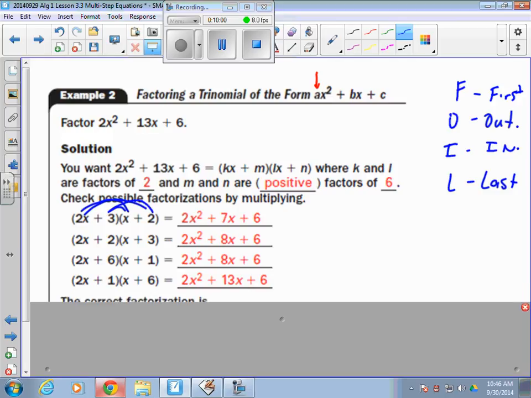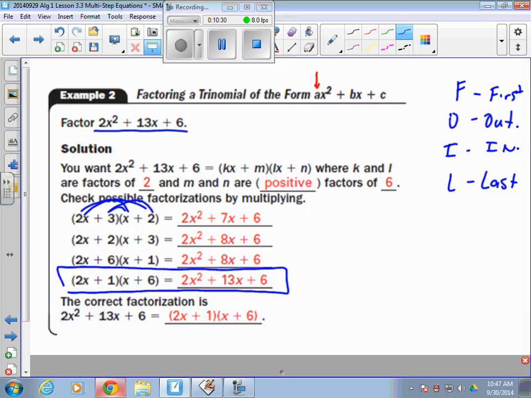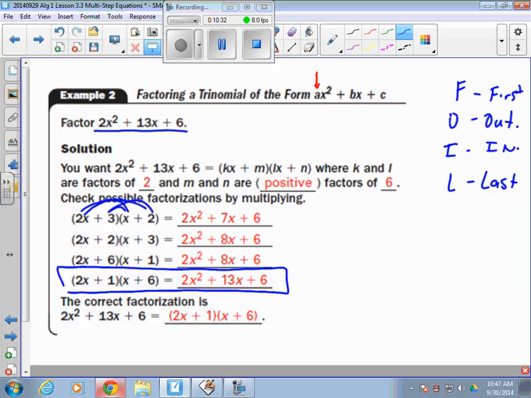Do the same thing with all four of those binomials. But again, it's trial and error. 2x squared plus 8x, 2x squared plus 8x plus 6, both of those are the same, and 2x squared plus 13x plus 6. This is the one you're trying to get back to. 2x squared plus 13x plus 6. This is the only one by trial and error that works. 2x plus 1 times x plus 6. Therefore, the correct factorization is 2x plus 1 times x plus 6.